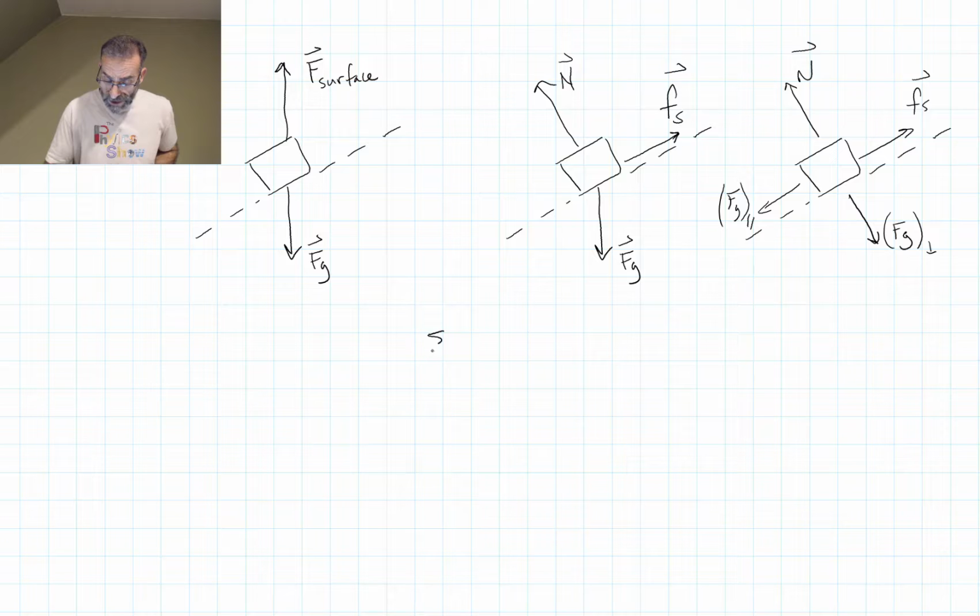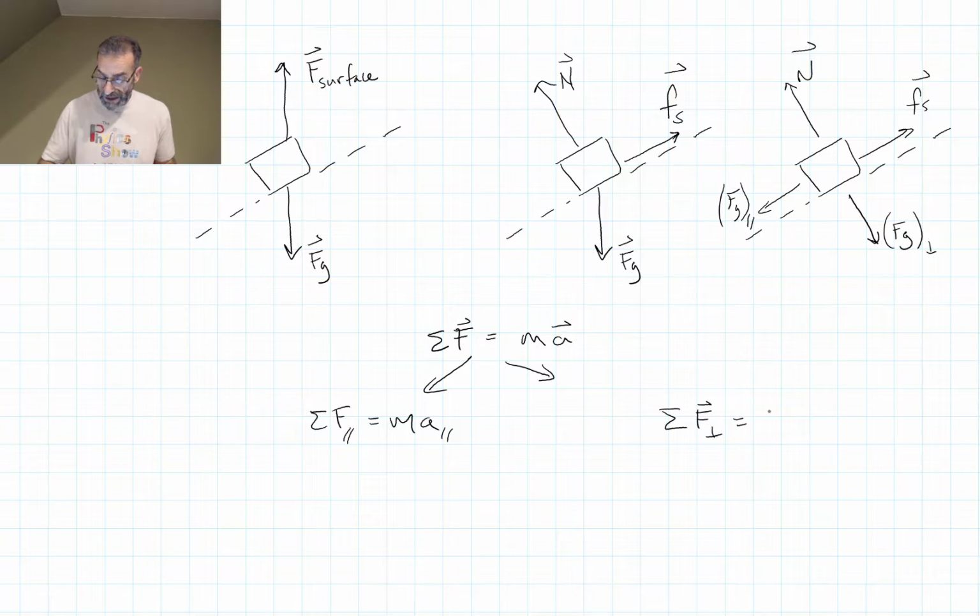So if I apply Newton's second law, sum of the forces equals ma. This is a vector addition equation, and I can split it up into components. Sum of the forces in the parallel direction have to equal ma in the parallel direction, and sum of the forces in the perpendicular direction will equal ma perpendicular. And in this case, the box is not moving. It's not jumping up off the incline or falling down through the incline. So a perpendicular is 0. And it's not moving along the incline either. So I know a parallel is also 0 in this case.